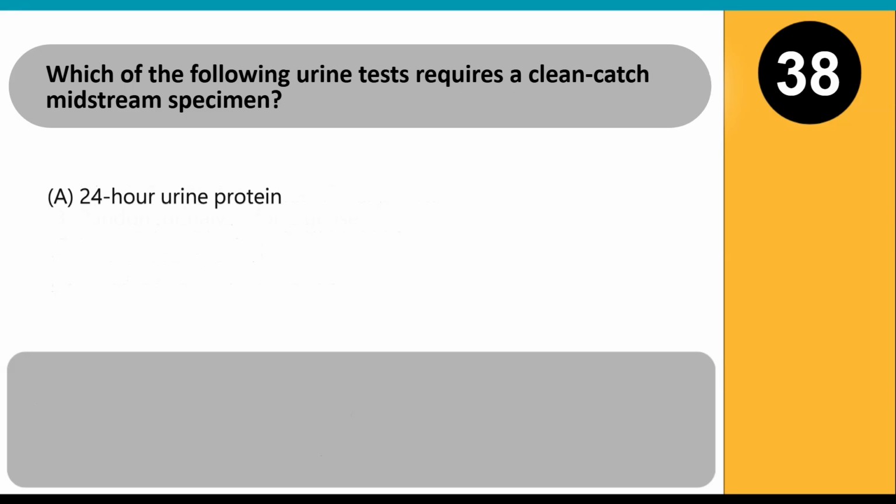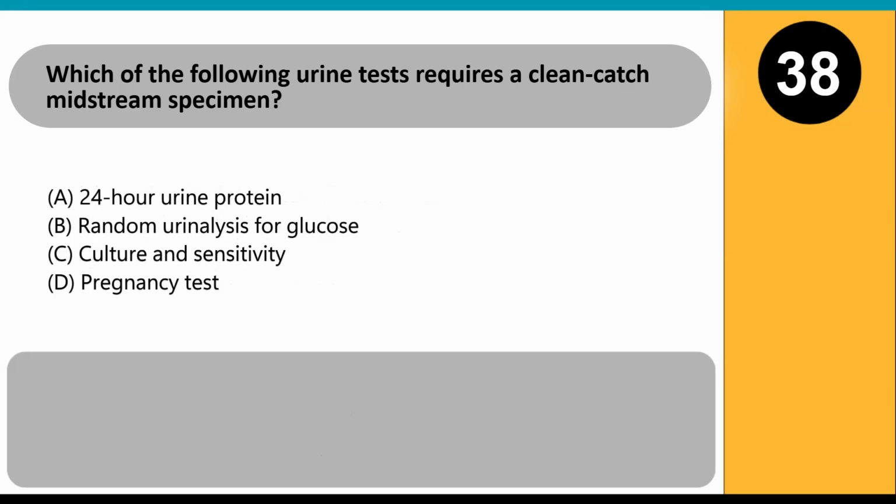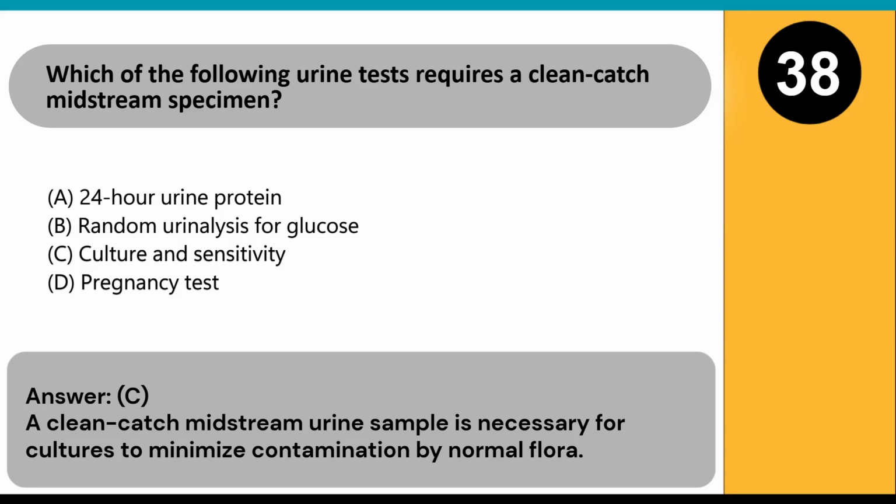Which of the following urine tests requires a clean catch midstream specimen? A. 24-hour urine protein. B. Random urinalysis for glucose. C. Culture and sensitivity. D. Pregnancy test. Answer: C. A clean catch midstream urine sample is necessary for cultures to minimize contamination by normal flora.